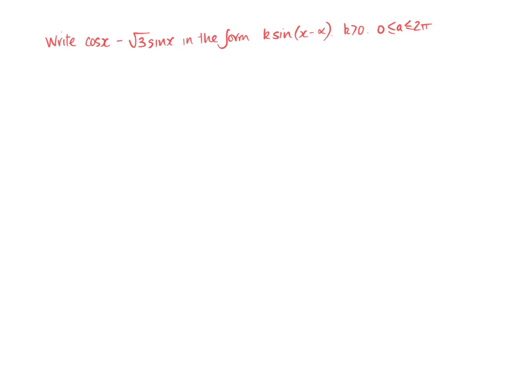Okay, so again, take what we know from the question. So we know that we've got cos x minus the square root of 3 sin x, and we've got to equate that to k sine of x minus alpha. So our little thing we've got to remember is we know that sine of a plus minus b gives us sine a cos b, take away cos a sine b. Okay, so that's what we're using here.